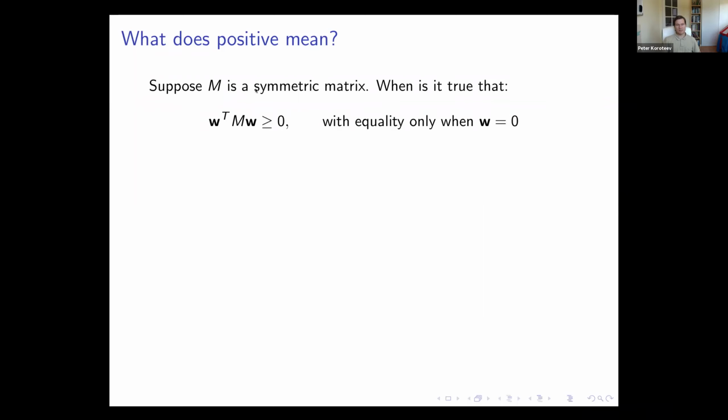Okay, now suppose that M is symmetric. Then it is true that for every vector W, this combination W transpose MW is greater than or equal to 0, with equality only when W is equal to 0. So that's the case if and only if M has only positive eigenvalues, right? So if M has positive eigenvalues, then the statement above is true.